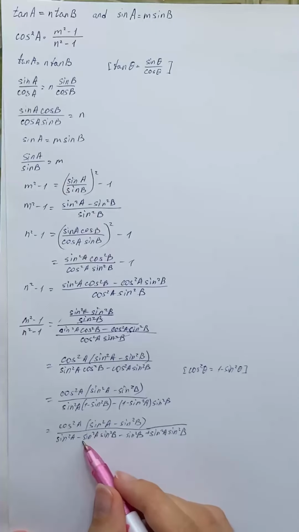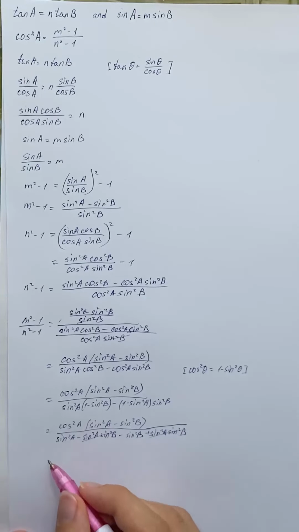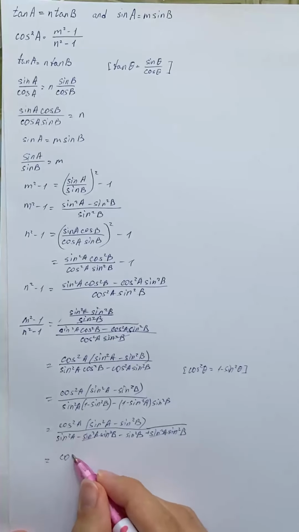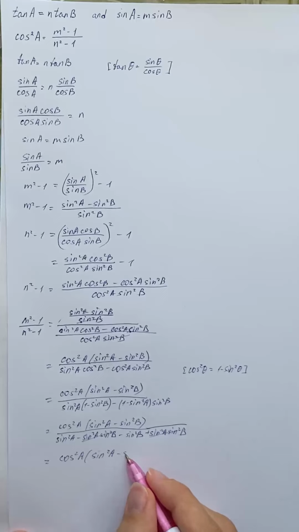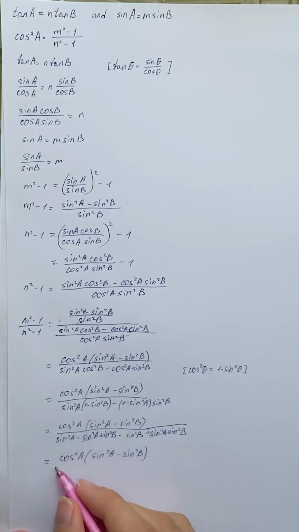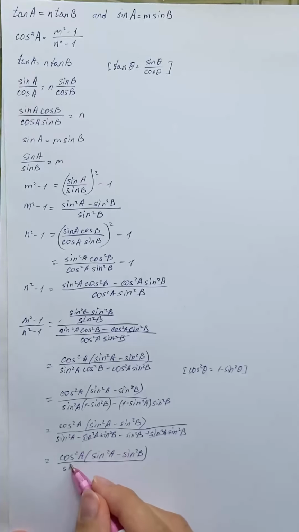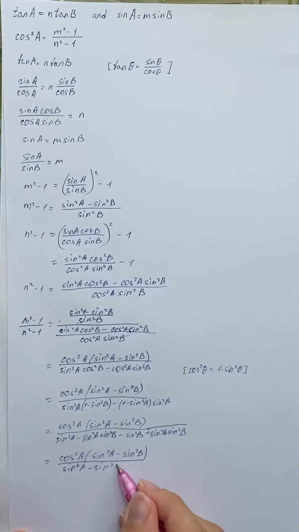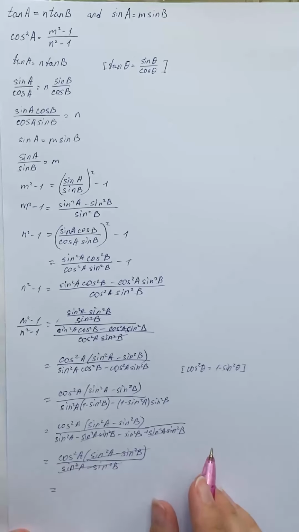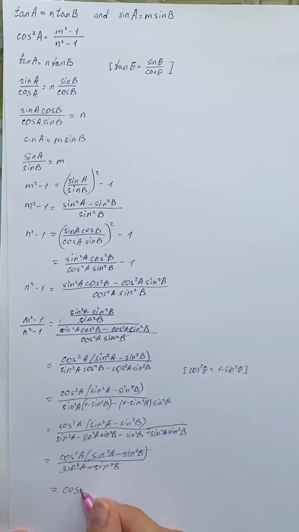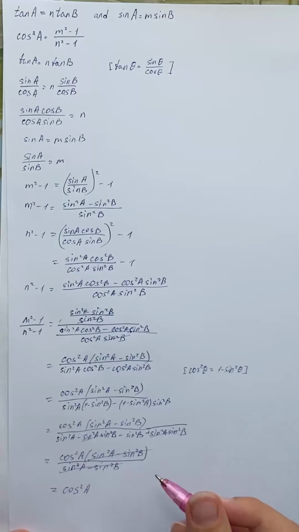So we're going to subtract sine squared of A times sine squared of B, and we get cosine squared of A times sine squared of A minus sine squared of B, over sine squared of A minus sine squared of B. And we can cancel sine squared of A minus sine squared of B, and we get cosine squared of A. So we get the left hand side and the identity is proved.